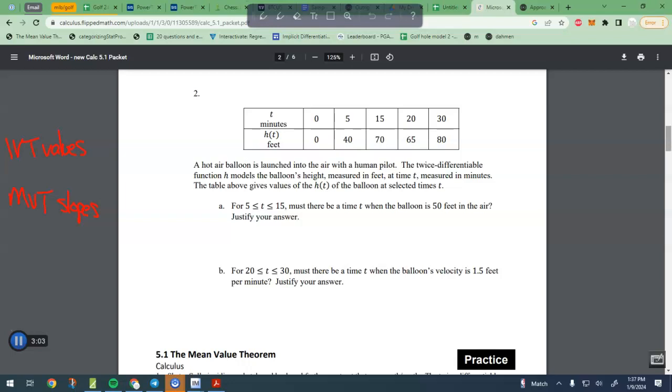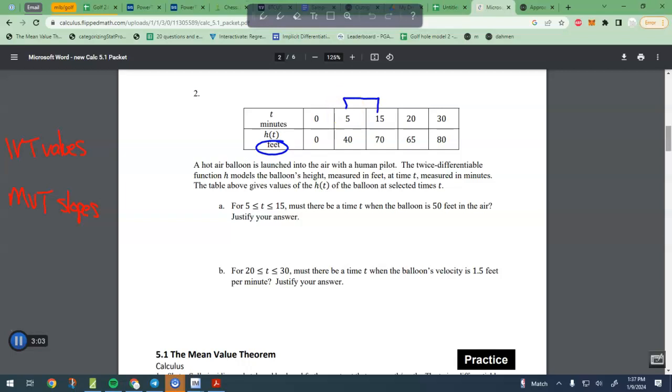Okay, so this is feet. So if I ask you about feet, that's the values on this graph. If I ask you about velocity, that'd be the derivative of that table, which is the slope of that table. So if I'm using those values that I see right there, that's intermediate value. If I'm taking the slope of those values, now I'm getting down to the derivative level, which is the mean value. So part A, between 5 and 15, so here and here, is there a time t when the balloon is 50 feet in the air?